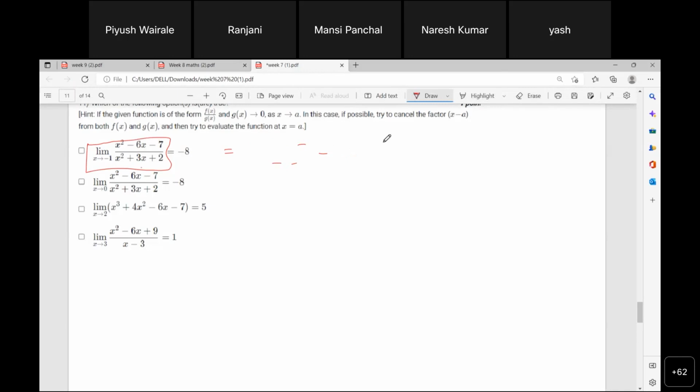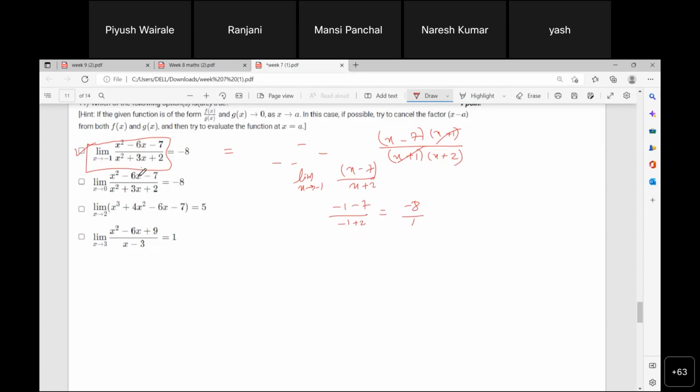So what is the factor of this? x minus 7 times x plus 1, right? And here x plus 1, x plus 2, right? So this x plus 1 gets cancelled. So what I will get is limit x tends to minus 1 of x minus 7 upon x plus 2. So it will give minus 1 minus 7 over minus 1 plus 2, so it is minus 8 by 1. So this option is correct. Same you have to do for all the options.